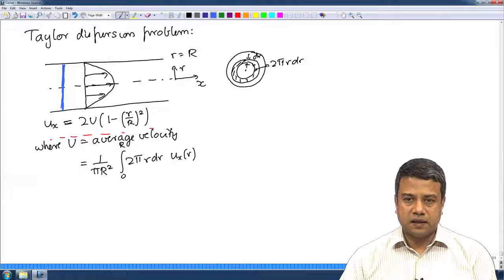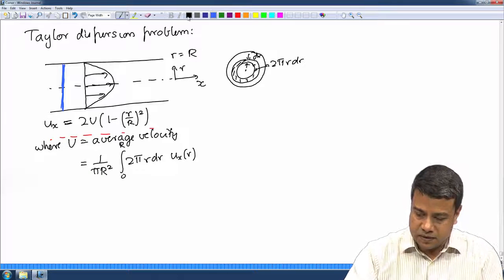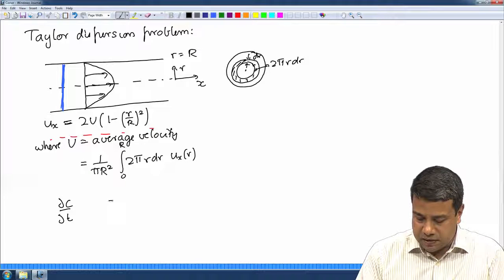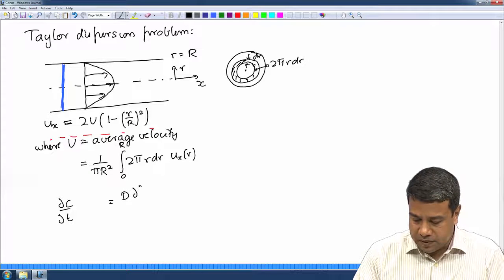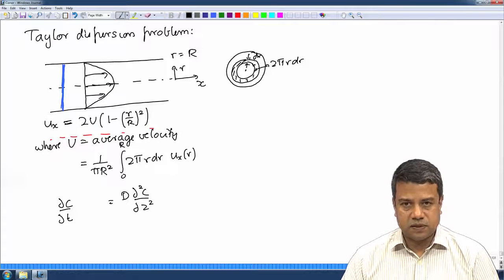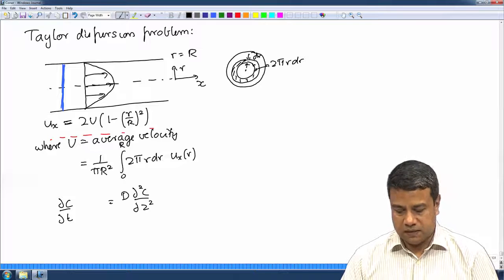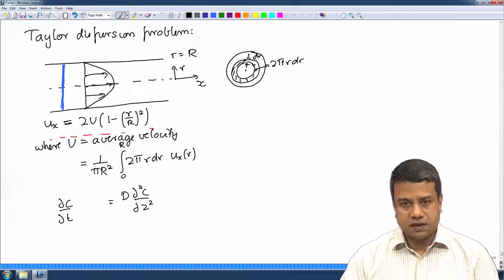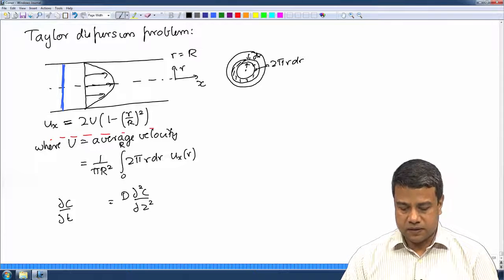Simplistically, you might think that for the diffusion along the flow direction, the equation is just going to be of the form partial C by partial t is equal to D partial square C by partial z square, where D is the diffusion coefficient. You might simplistically think that that would be actually what is the equation for the dispersion along the z direction. This is the unsteady diffusion equation.